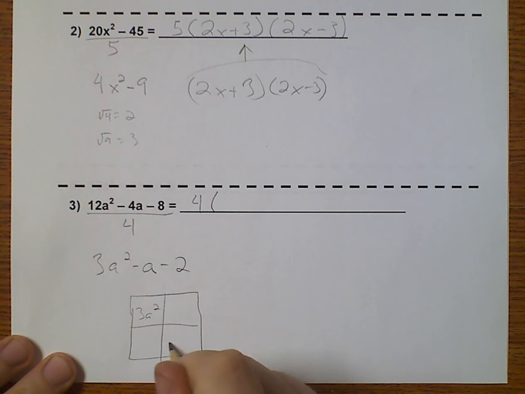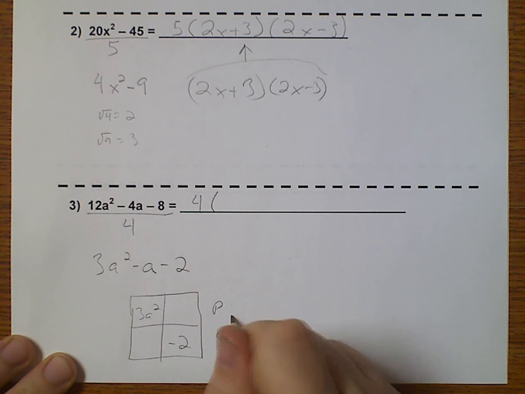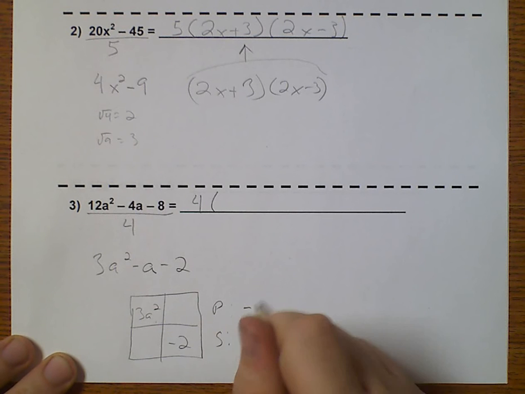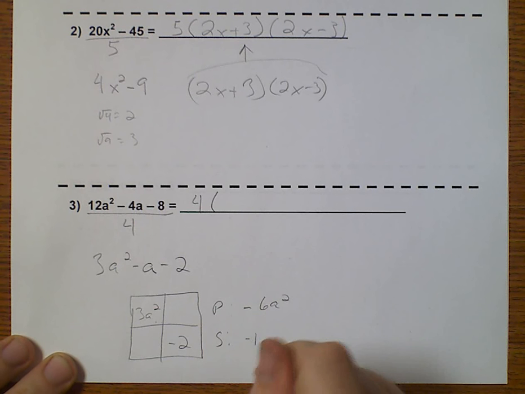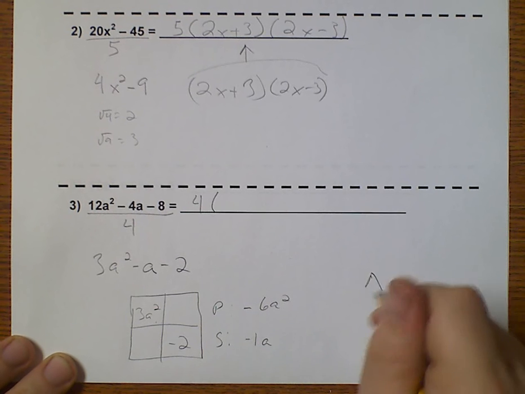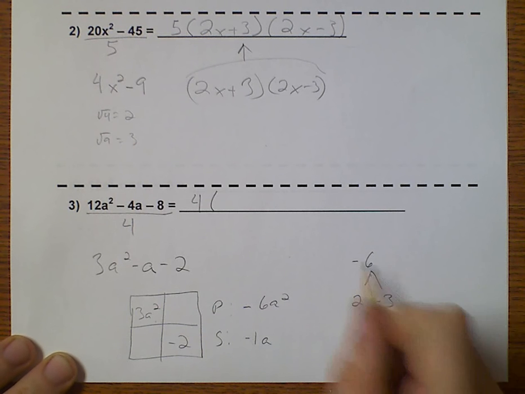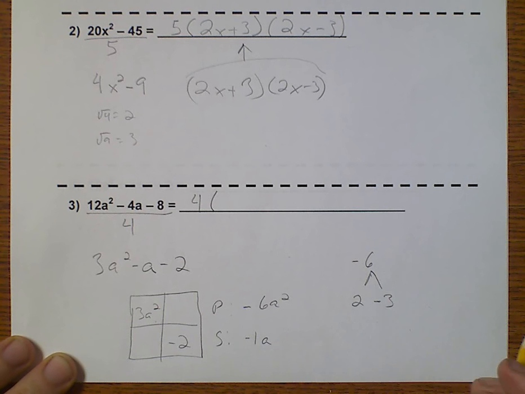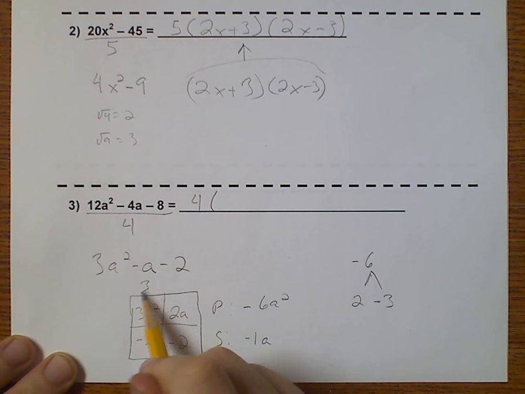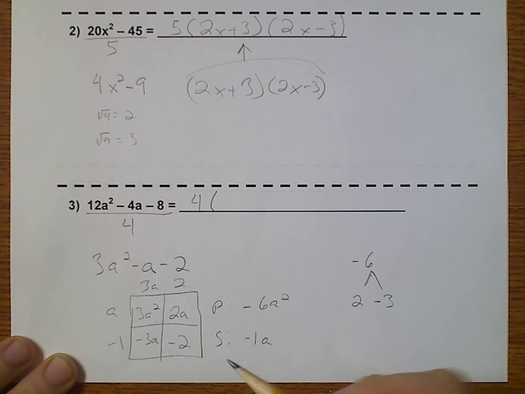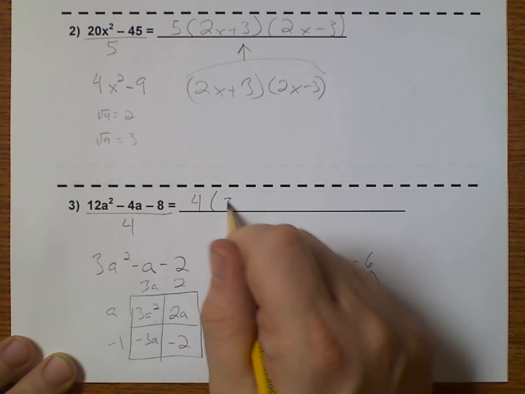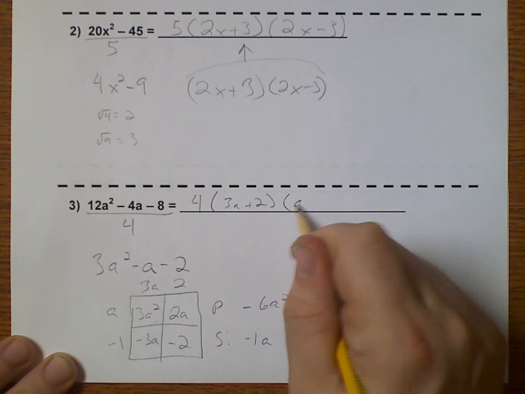3a squared, negative 2. Product and sum, well, product, 3 times negative 2 is a negative 6a squared. We want a negative 1a. We'll have to know that 2 and 3, if the 3 is negative, will add up to negative 1 and multiply to negative 6. So that means this is 2a and negative 3a. So 3a has to go here, a has to go here. A times 2 gives me 2a. 3a times a negative 1 gives me a negative 3a. And so this is 3a plus 2 and a minus 1.